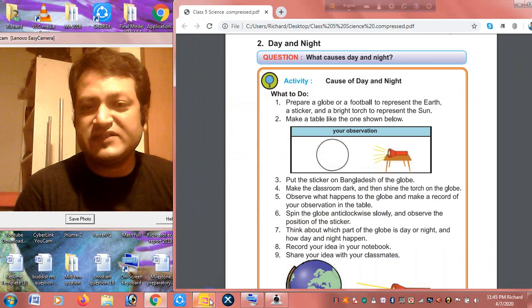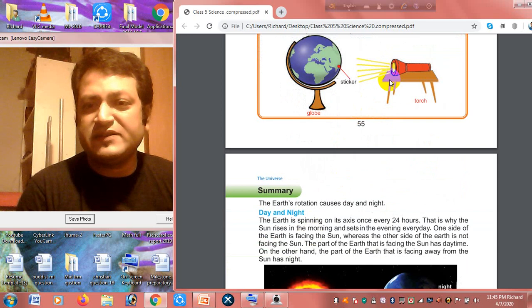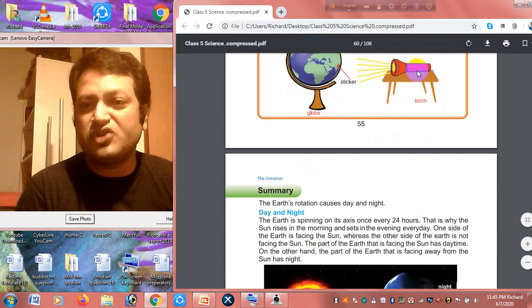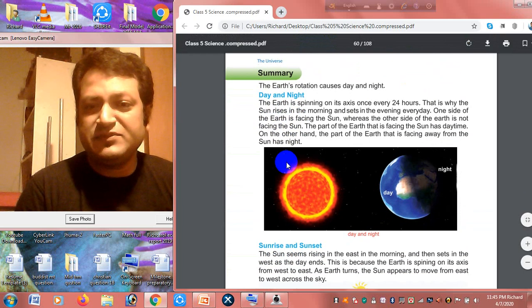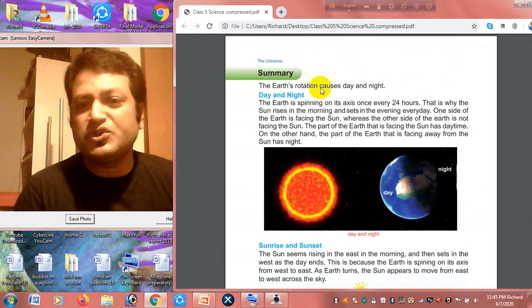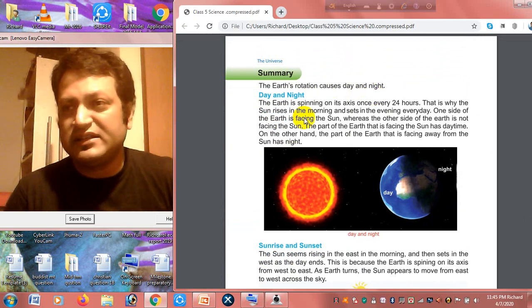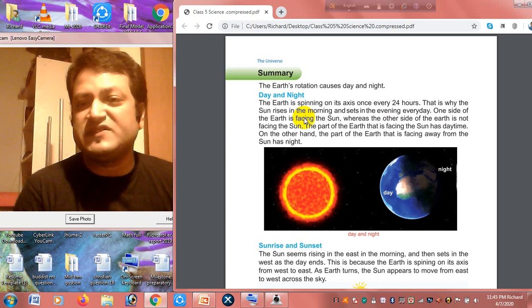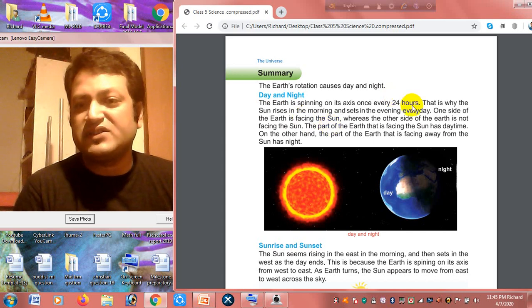Okay. Just see, this is one experiment. The torch is considered as the sun, so this portion is day and the opposite portion is night. The same thing is discussed here: the Earth's rotation causes day and night. The Earth is spinning on its own axis in 24 hours. You already learned that it is 23 hours 56 minutes, which is more exact, but approximately we say it is 24 hours.